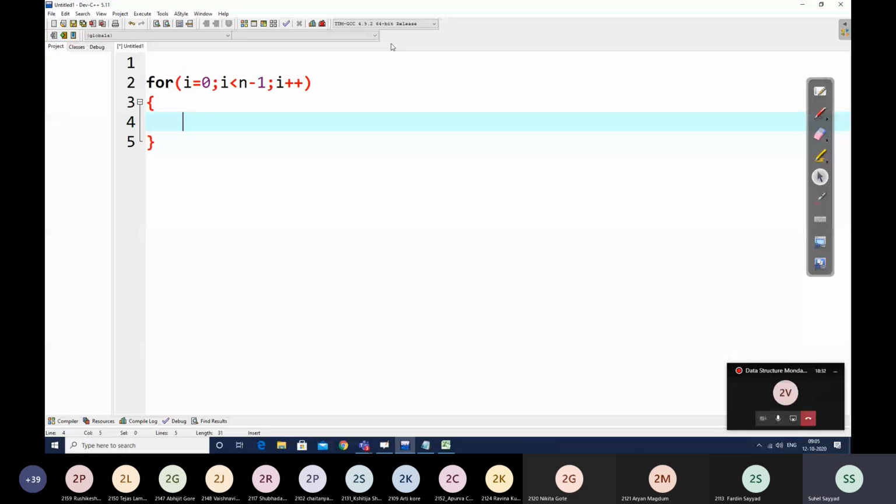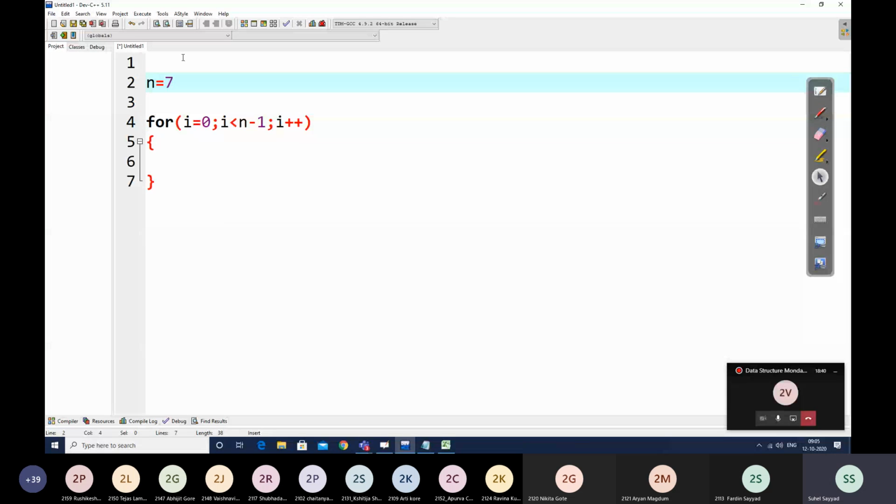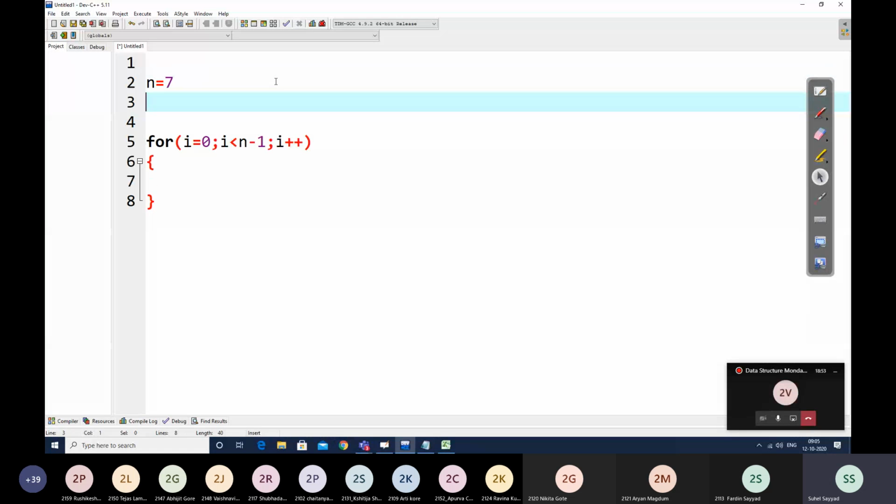In our example, if you remember, my dear students, what was n for us? N was 7. So if n is 7, what is n minus 1? It is 6. We wanted 6 iterations. So for getting those 6 iterations, how should I write the for loop?